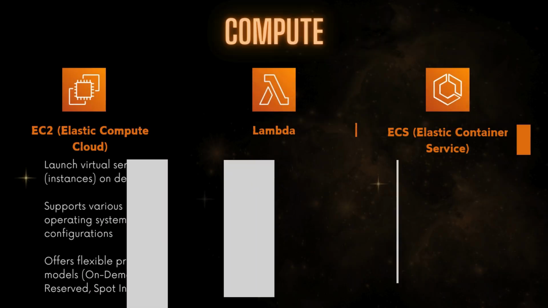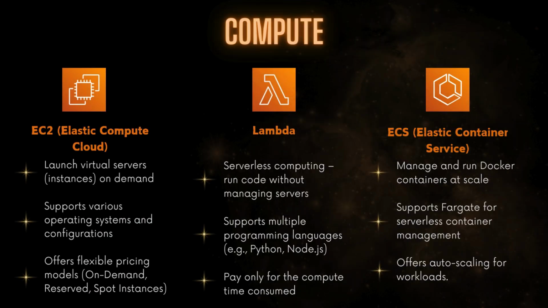First one, Elastic Compute Cloud. This service lets you launch virtual machines to run your applications. You choose your operating system, scale up or down as needed, and only pay for what you use. The next one, Lambda. Forget about maintaining servers, just upload your code and AWS runs it when triggered. It's perfect for automating tasks. And finally, ECS, Elastic Container Service. You can easily run and manage Docker containers, plus it integrates with Fargate for a fully serverless container experience.